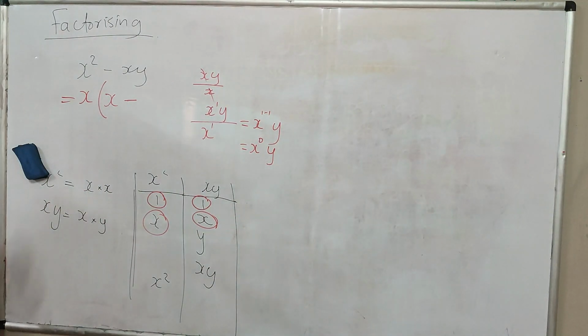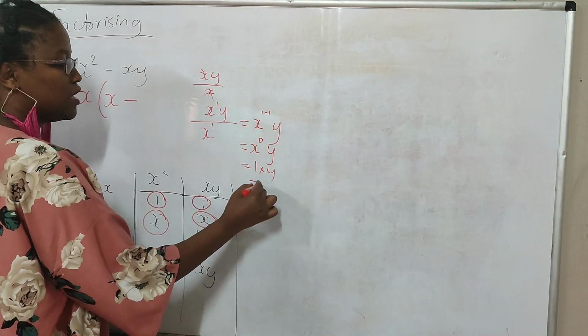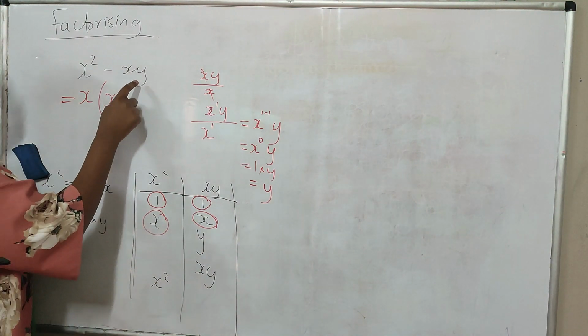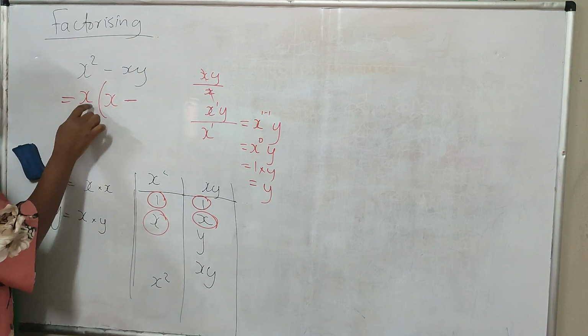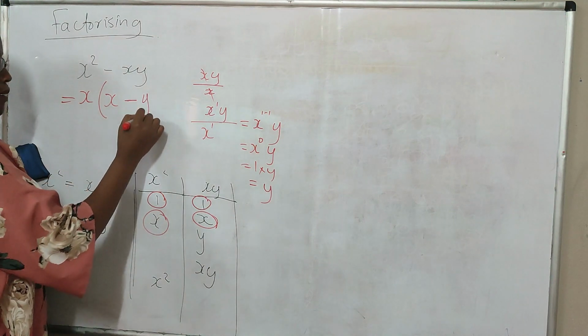Anything exponent 0 is equal to 1. So then this is 1 times y, which is the same as y. Okay, so this is a long way of remembering y. If you want to reduce xy by dividing it by x, the x's actually cancel each other, and what you get is y.